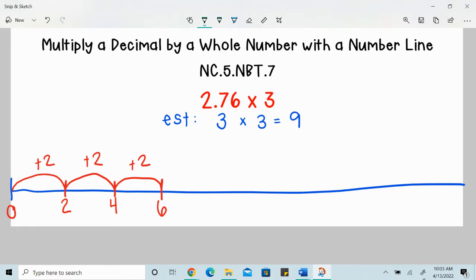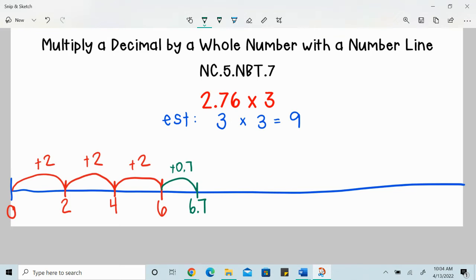Next, I'm going to look at the 7 tenths. I know I need to show 7 tenths 3 times. You could also try to jump the 76 hundredths 3 times if you wanted to, but I just think decomposing it will make it a little bit easier to work with. So I know I need to show 3 groups of 7 tenths. So I'm going to start with one group of 7 tenths. And I know that 6 wholes plus 7 tenths would be 6 and 7 tenths. Now I need 2 more groups of 7 tenths. It may be a little bit hard to add 7 tenths onto 6 and 7 tenths.